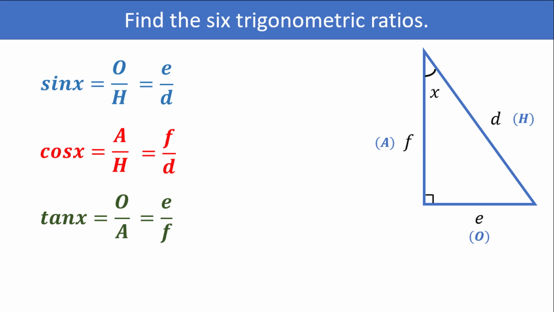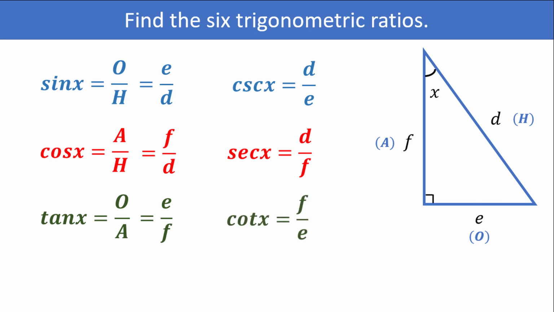If you already have solved for the three primary trig functions, you can simply reciprocate them to find the reciprocal trig functions. Cosecant is the reciprocal of sine, which is D over E. Secant is the reciprocal of cosine, which is D over F. Cotangent is the reciprocal of tangent, which is F over E. You could also use the formulas directly to find cosecant, secant, and cotangent, but it's very important that you memorize which of the three primary trig functions each reciprocal function is related to.